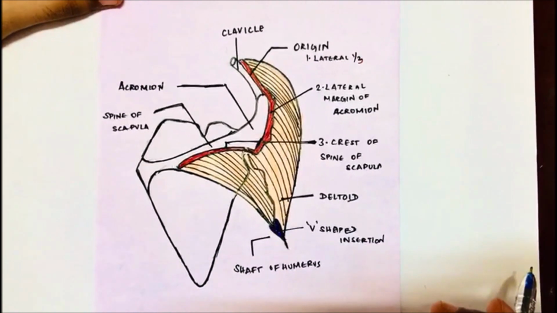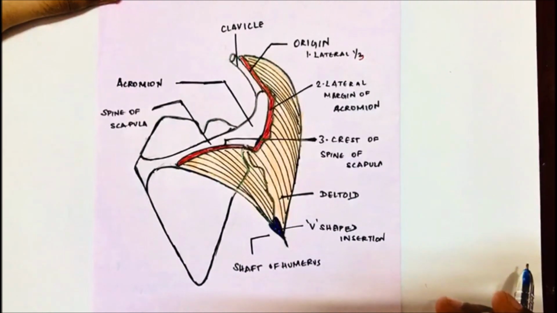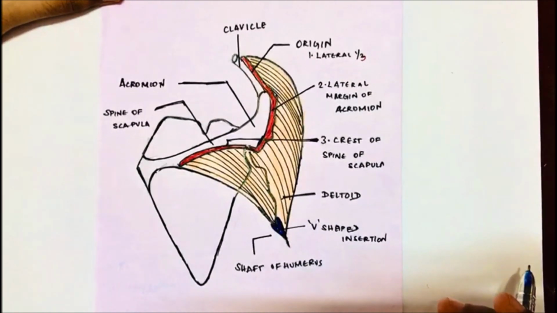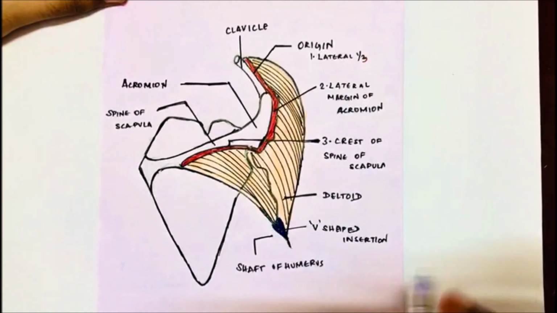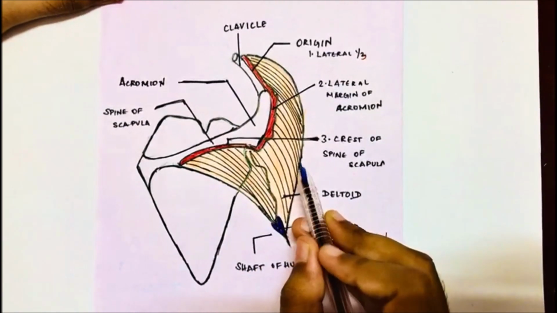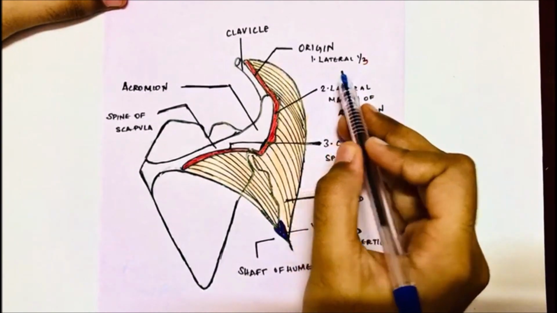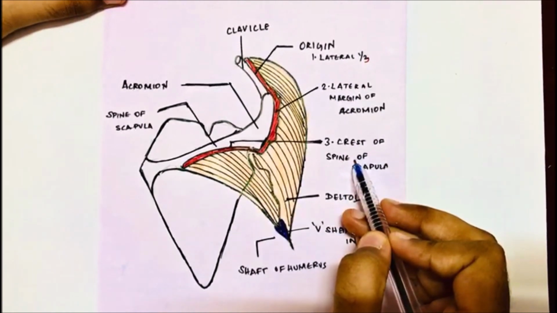Now, let us discuss in detail about the deltoid muscle. The deltoid is a 3-in-1 muscle, and the deltoid is shaped like the inverted Greek letter delta, hence it's called the deltoid. The deltoid has a V-shaped origin from the subcutaneous bony arch formed by the lateral one-third of the clavicle, the acromion process and the crest of the spine of the scapula.